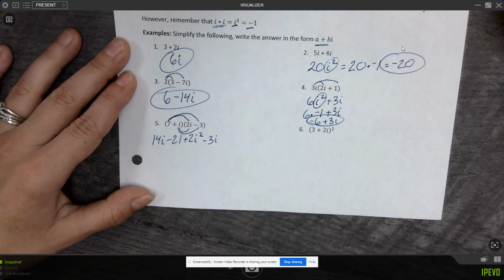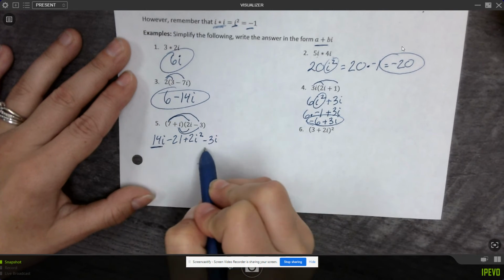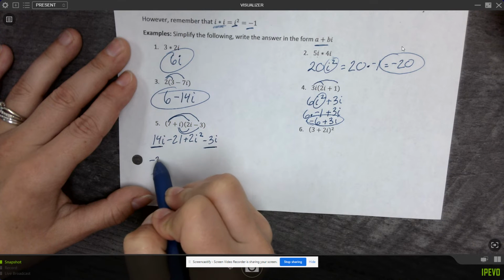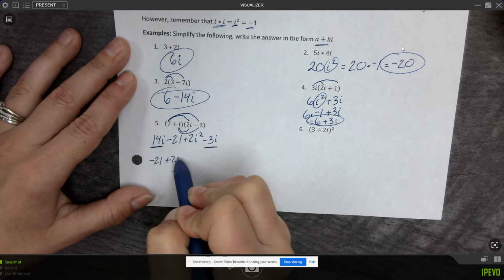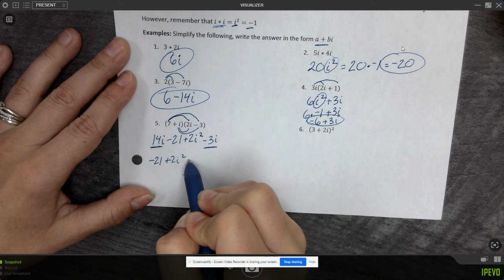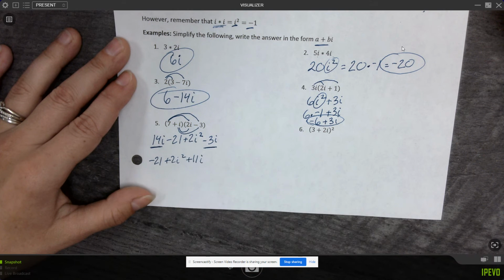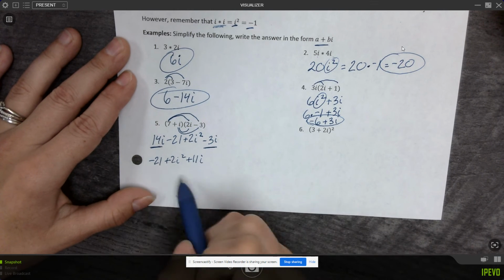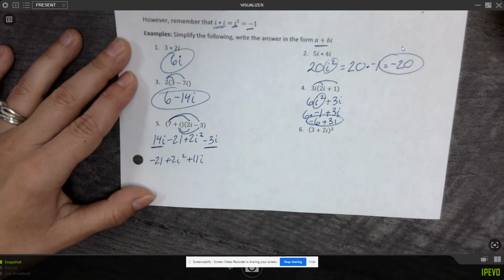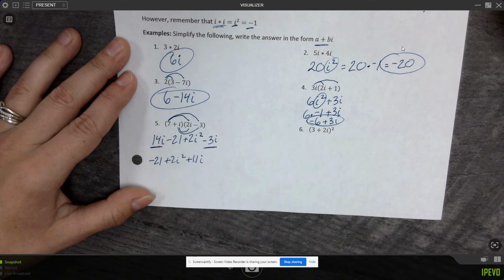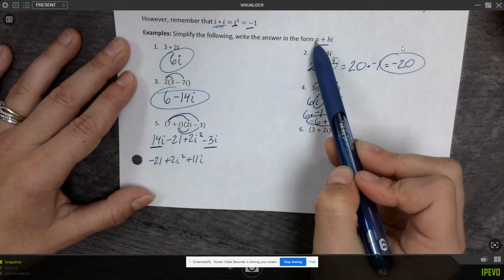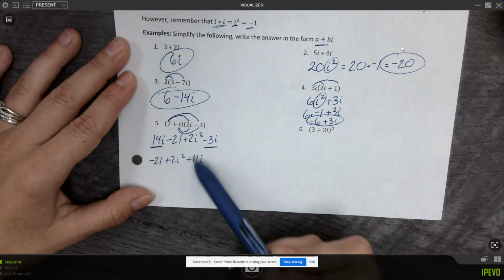Now I'm going to combine some like terms. I have a 14i and a -3i. So I have -21 plus 2i squared. 14 minus 3i is 11i. Now, I put it in this order. If you would have started with putting your 11i first, that's fine, but it's not going to be eventually because we do need to be in a plus bi form. So I got my i at the end.